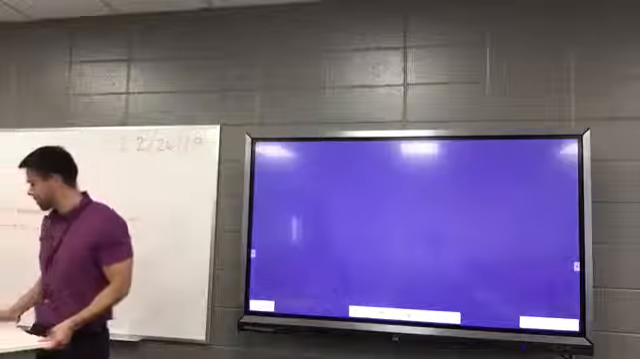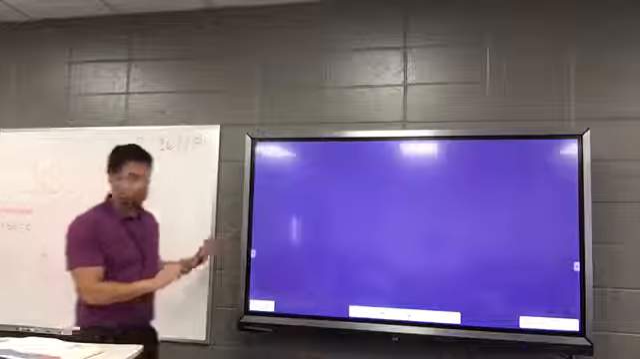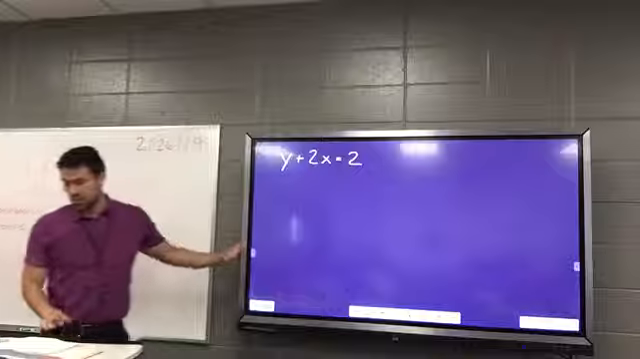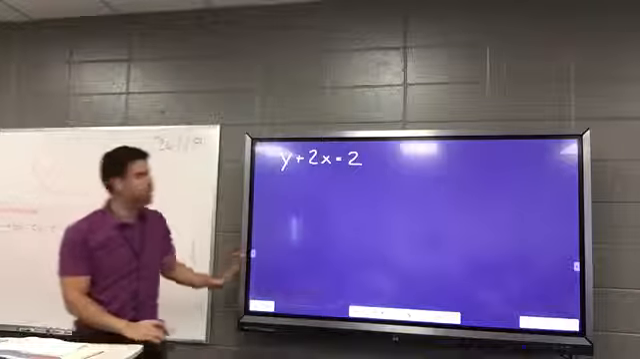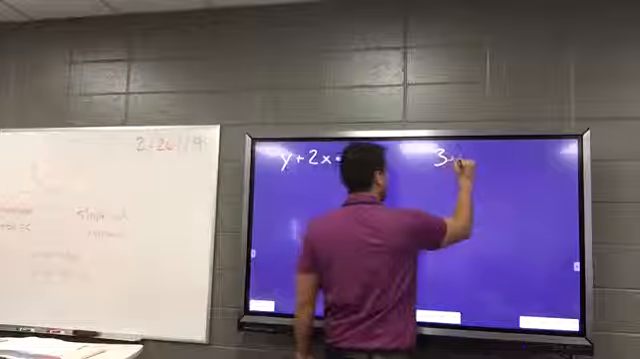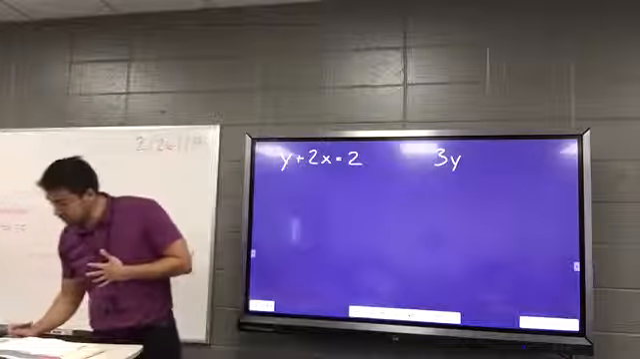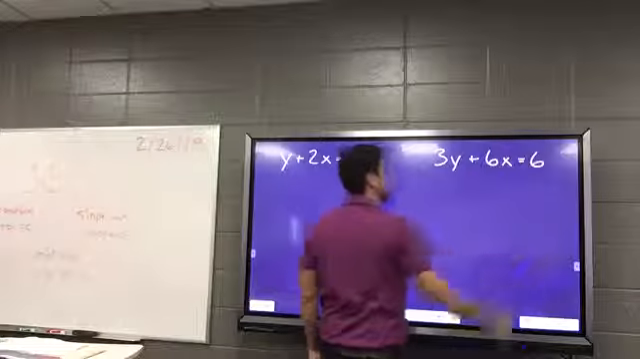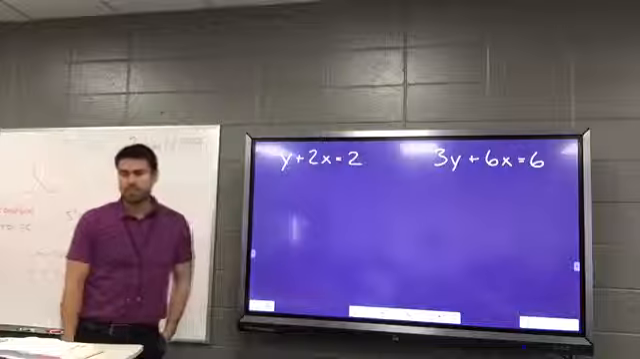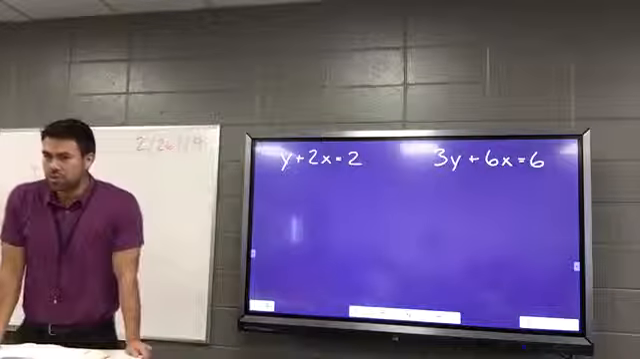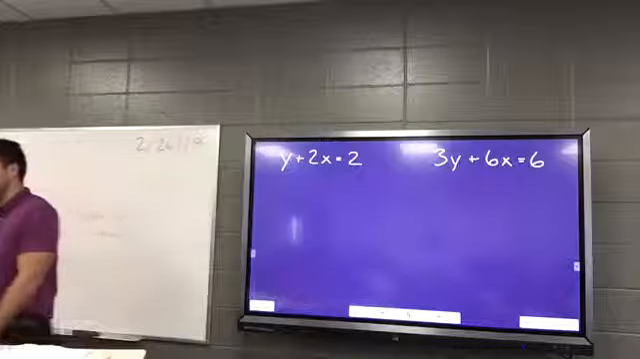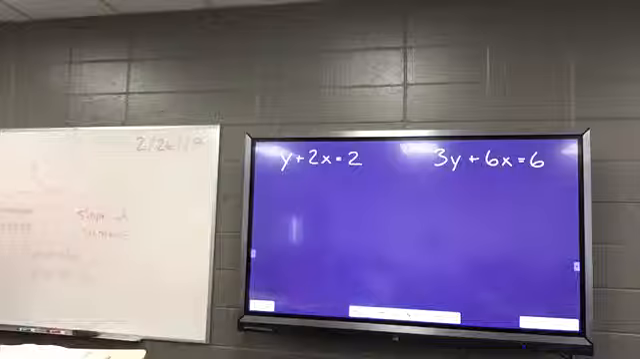Last problem. Write these 2 equations down, please. Y plus 2x equals 2. And then 3y plus 6x equals 6. Okay, first step is to get them into slope-intercept form. So you have the privilege of doing that. Hopefully you're getting better at it. I'll check you in just a moment. Skim slope-intercept form.